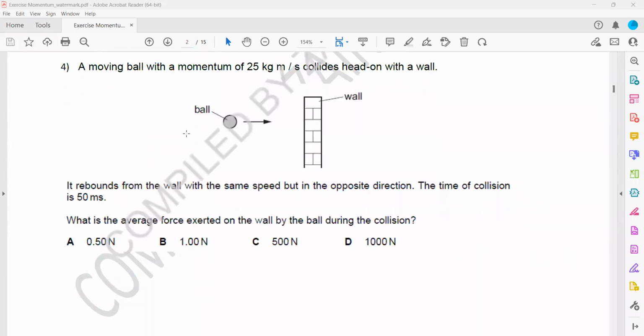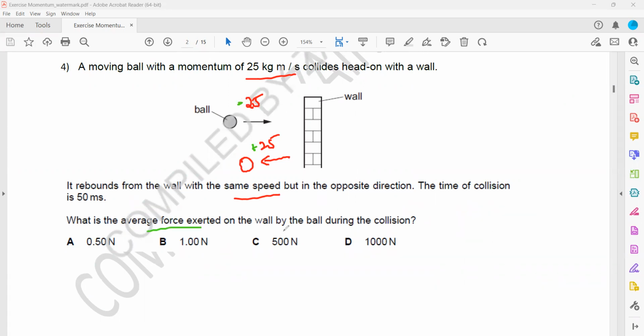The next one, a moving ball which is having a momentum of 25. So they mentioned it's having a momentum of 25. It rebounds with the same speed. If it rebounds with the same speed, the only thing that will change is the direction of the momentum, but the magnitude does not change. And whenever the direction changes, if the final you consider positive, the initial one will be negative.